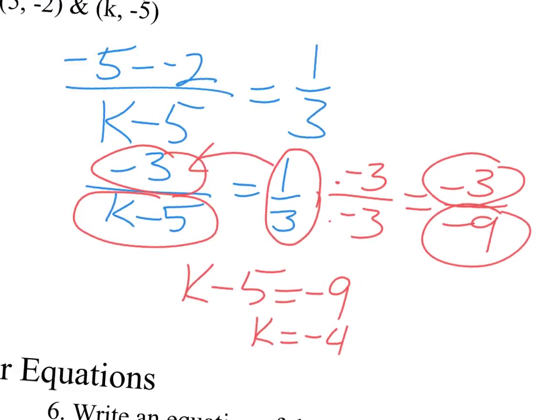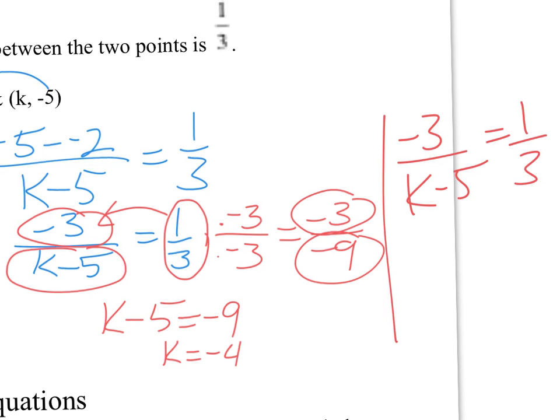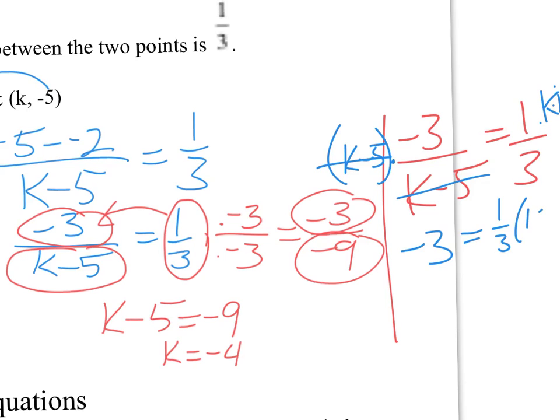Alternatively, if I start from the same point, I'm going to slide over a little bit, where I've got negative 3 over k minus 5 is equal to 1/3. I can multiply by both denominators to get rid of them. So times k minus 5 and times k minus 5. On the left that cancels out, so I get negative 3, and that's equal to 1/3 times k minus 5. I can then multiply both sides by 3 to get rid of this denominator. I get negative 9. 3 and the 1/3 cancel out, equals k minus 5. I get k equals negative 4.